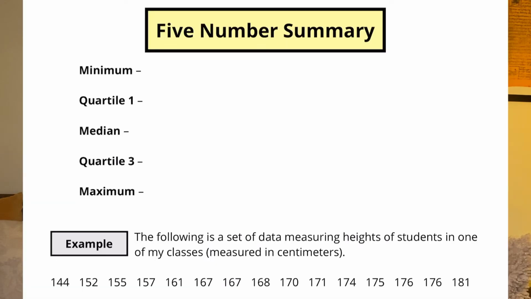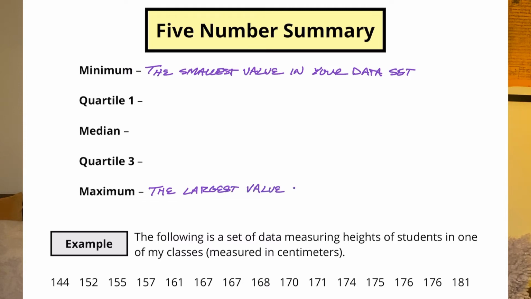First off, we've got 2 very easily found data values from our 5-number summary. The first being the minimum value. The minimum is the smallest value in your data set. And of course, the maximum value is the largest value in your data set.